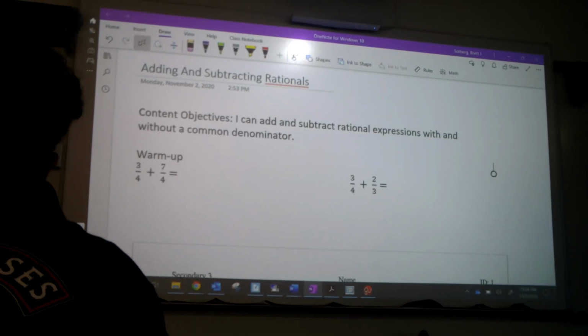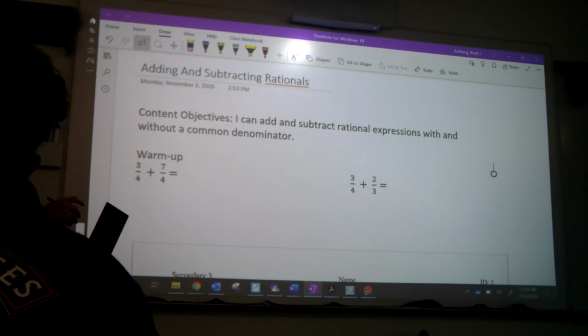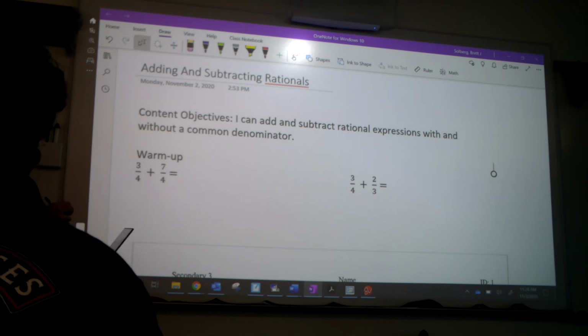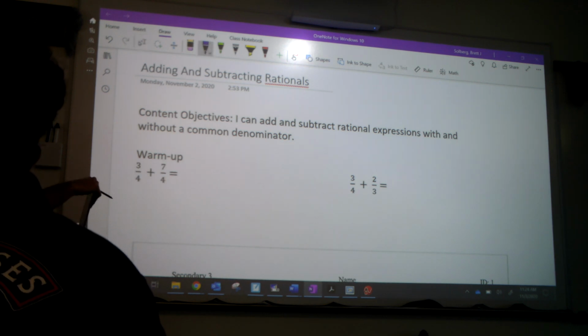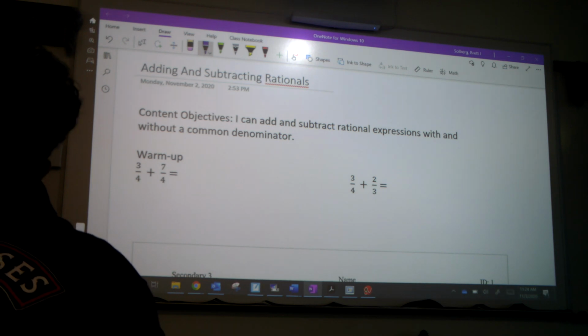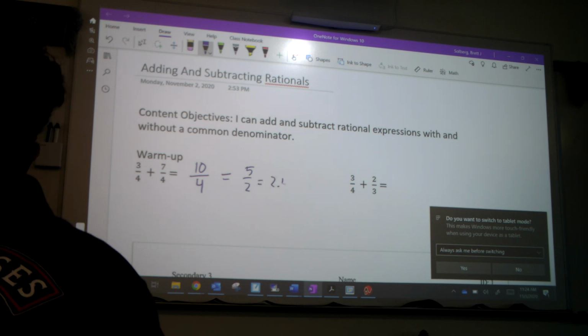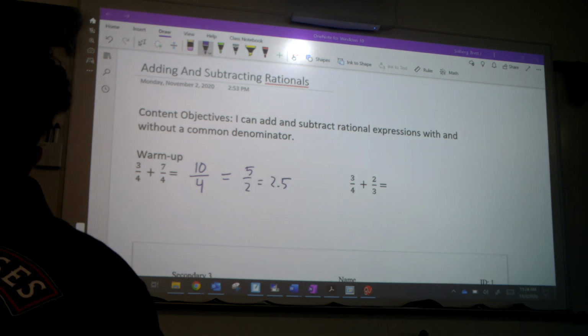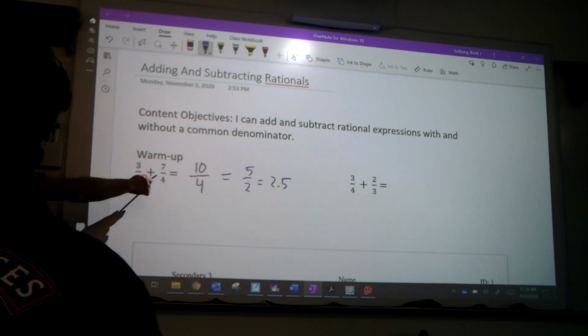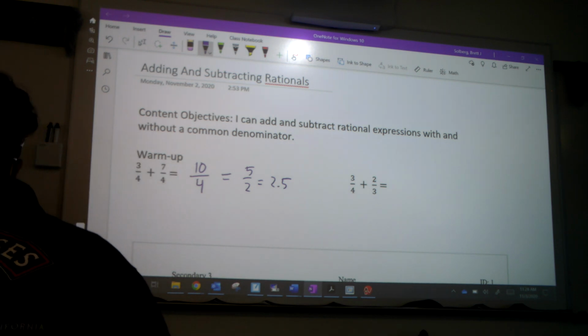Alright, so guys, today we're going to learn how to add and subtract rationals. Here was your warm-up problem. Caleb, walk me through this first one. How would I add 3/4 plus 7/4? You add 3 and 7 and keep 4 because it's the same on both sides. Awesome. That simplifies to 5/2, which is 2.5 or 2 1/2. Awesome, thanks Caleb. So guys, if you have a common denominator, then you just add the numerators, right?